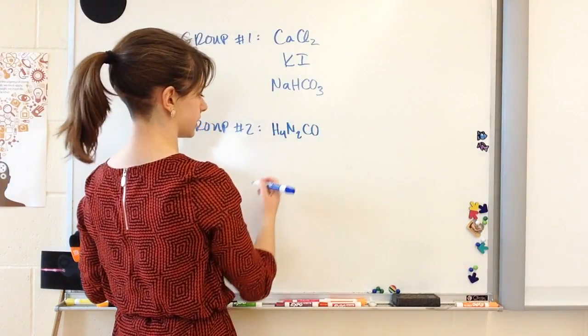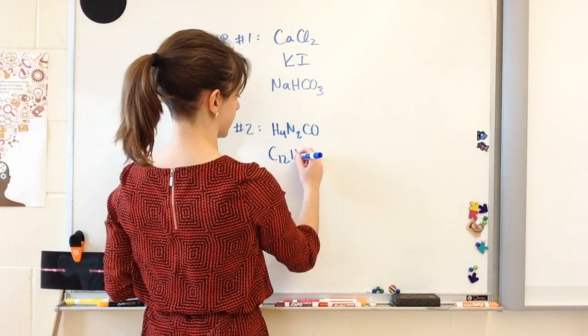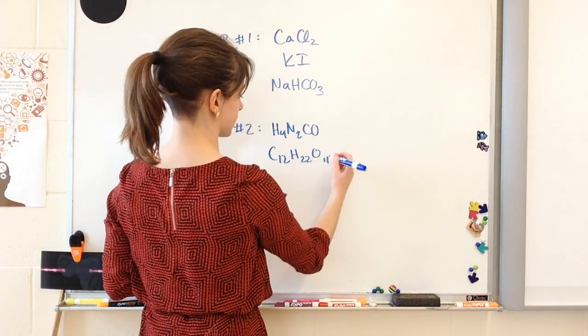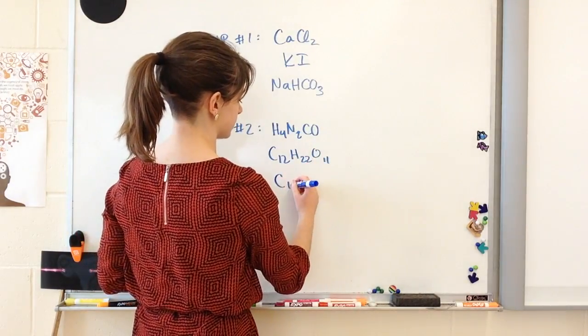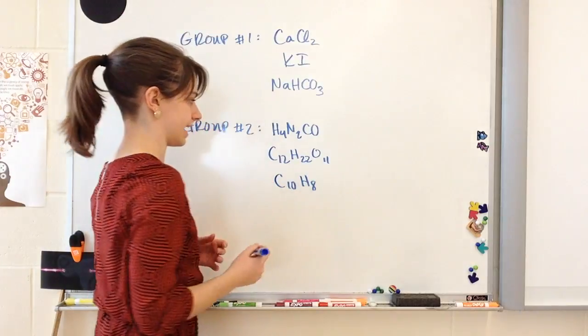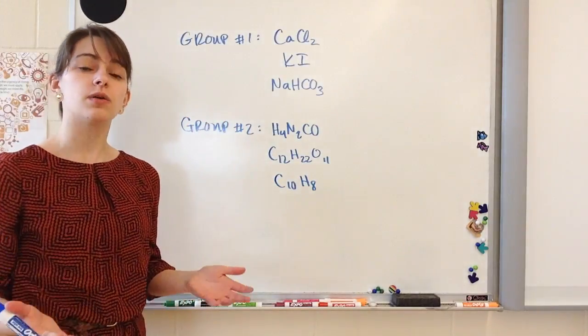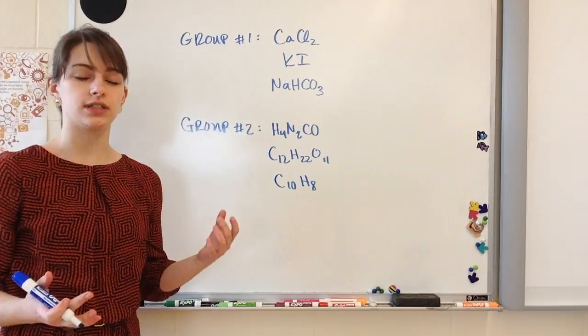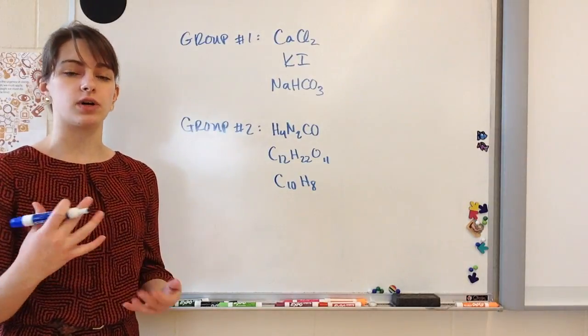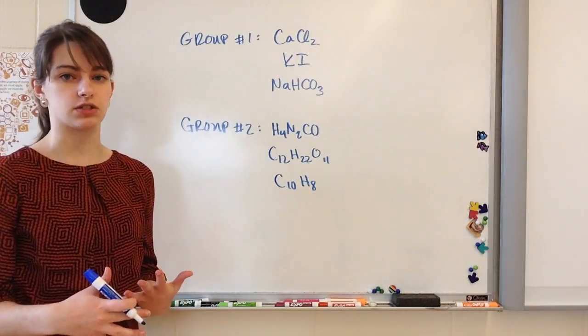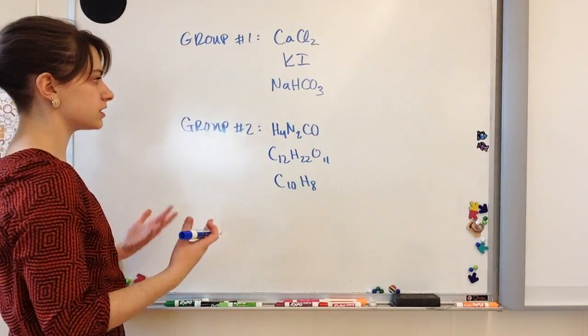H4N2CO, that was the urea, C12H22O11, that was the sucrose, and C10H8, so that was the naphthalene. If we were to go through and put the properties that go with each of these compounds, kind of the properties that helped us determine the groups, we would see kind of a pattern.